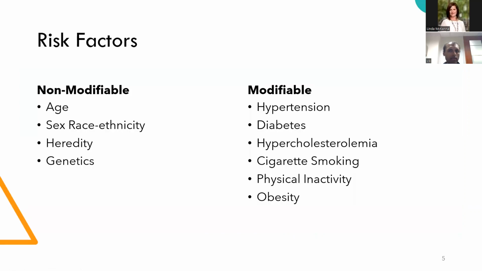So before getting into the big strokes, I think it's important to think about risk factors. To break them down, it's good to think of them as non-modifiable and modifiable risk factors. Non-modifiable risk factors are things like age, sex, ethnicity, and hereditary factors like genetics. And of course, your modifiable risk factors are things like hypertension, diabetes, hypercholesterolemia, cigarette smoking, and physical inactivity, and this includes things like obstructive sleep apnea, as well as obesity.